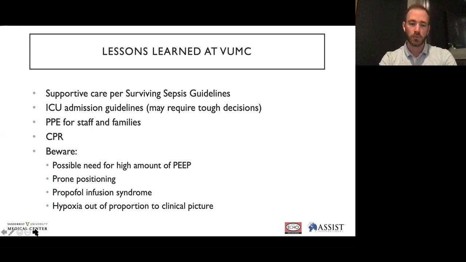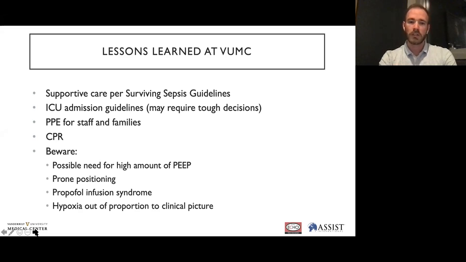Sadly, if a patient has reached a point of cardiac arrest, it's likely futile to do CPR. However, these are our recommendations for it. Specifically next, we want you to be aware that there is a possible need for a higher amount of PEEP in these patients. We discussed earlier that prone positioning is very helpful.